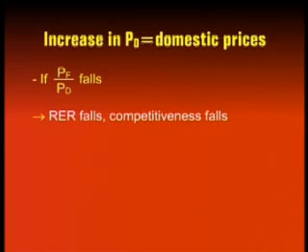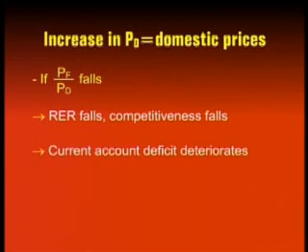Now, if our goods become less competitive, this means that our current account deficit will worsen, or our current account surplus will not be as large as it was before. Why is that? This is simply because as our goods become less competitive, we will be able to export less. X falls and M increases, and therefore the current account deficit deteriorates.